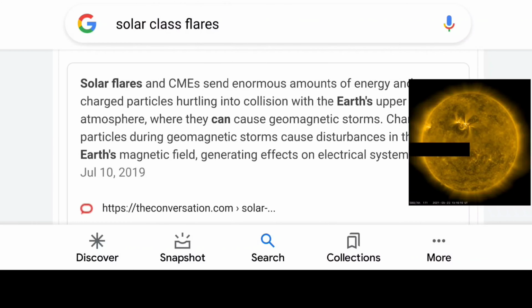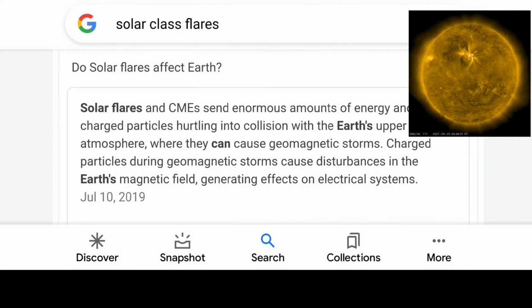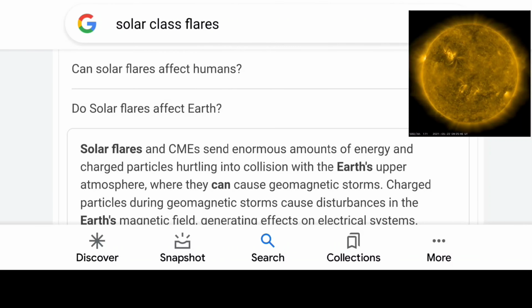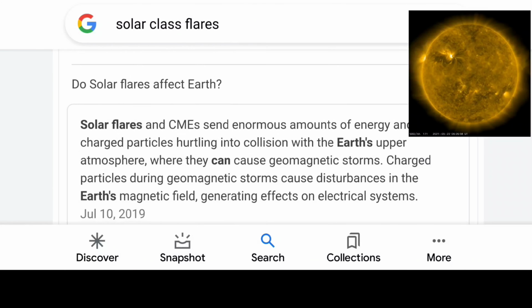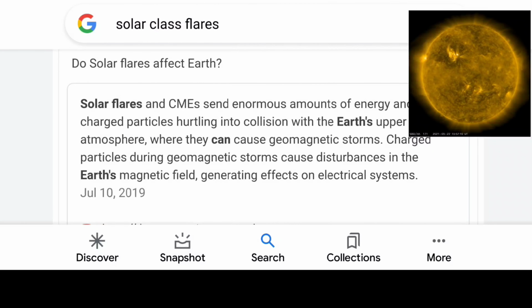Okay, solar flares. Solar flares and CMEs send enormous amounts of energy and charged particles hurtling into collision with the Earth's upper atmosphere. Now, these charged particles are electrons, protons, and alpha particles mainly, because it's from the corona mainly. It's the outer shell that's being blasted off into space, where they can cause geomagnetic storms. Charged particles during geomagnetic storms cause disturbances in the Earth's magnetic field, generating effects on electrical systems.